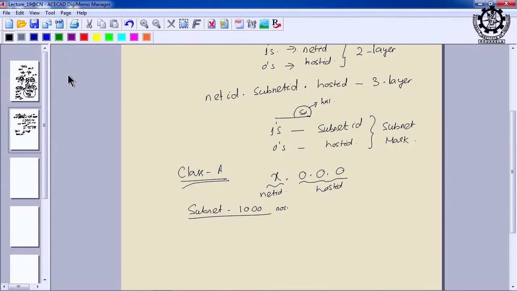So, now the total number of subnets required is 1000, correct? Along with that, let us also assume 2 more addresses, one will be all ones, that is your broadcast, and another is all zeros, that is the network address. That means 2 IP addresses are required, one for all zeros and another for all ones. So, the total number of subnets will be 1002. We will plan for 1002 now.